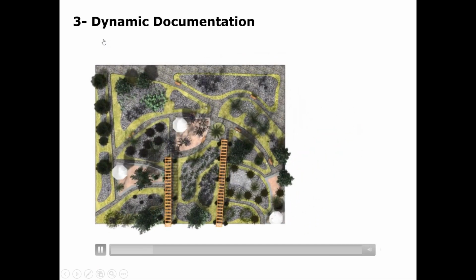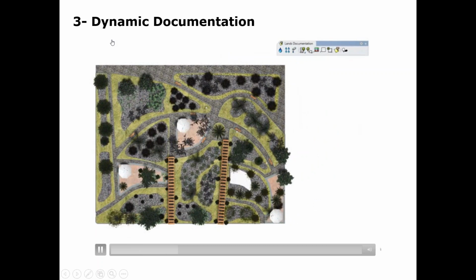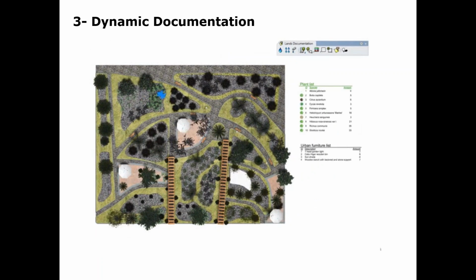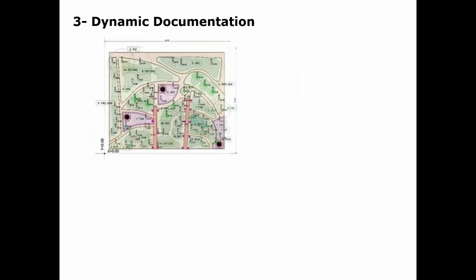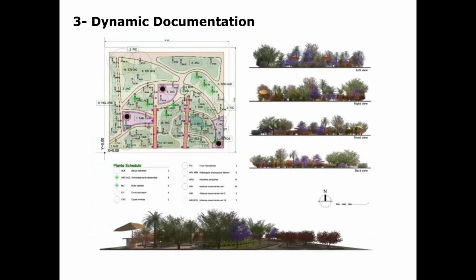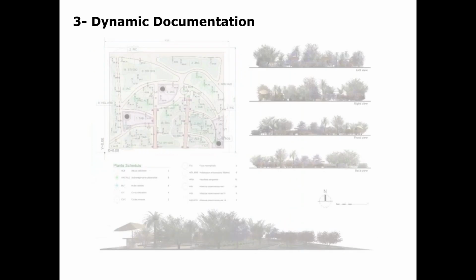LANS also has dynamic documentation tools that let you, with just one click, import a list of plants, materials, earth moving, and irrigation tools, and also add the image of any species with a special comment on the product. And you can create all the dynamic documentation in this way.